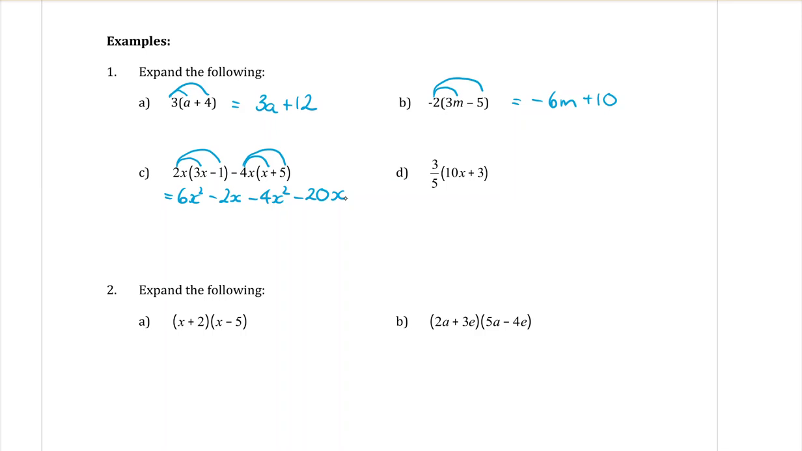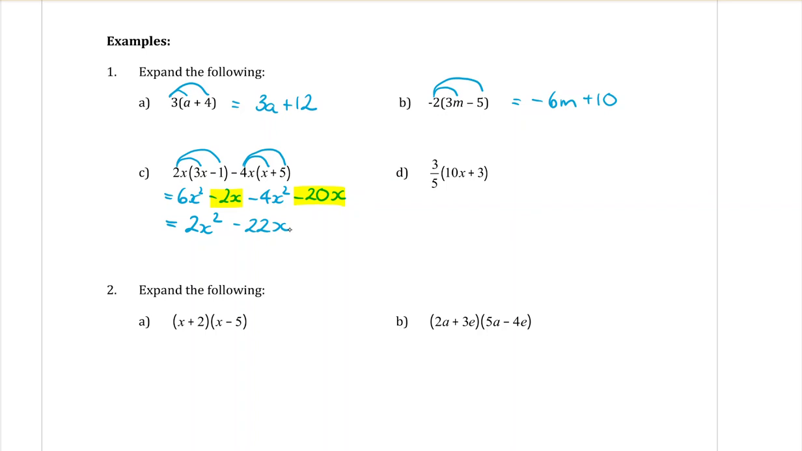Thank you. So I have x squareds. I have 6x squared minus 4x squared. So that's going to make 2x squared. And the minus 2x minus 20x, minus 2 minus 20 more, is going to make minus 22x. Always be careful of those minus signs.